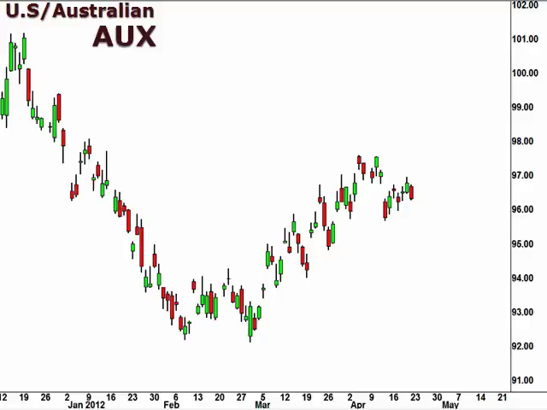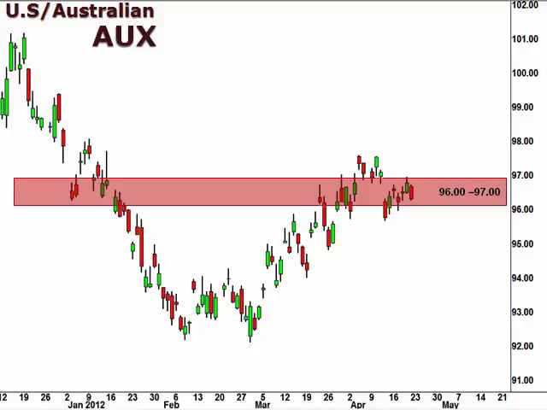Let's take a look at the AUX, the US dollar versus the Australian dollar. Well, the AUX spent last week consolidating within the 96-97 focal zone. A break below 95.75 is likely to yield a tradable move to the downside. A break back above 97 confirms a continuation of the uptrend.